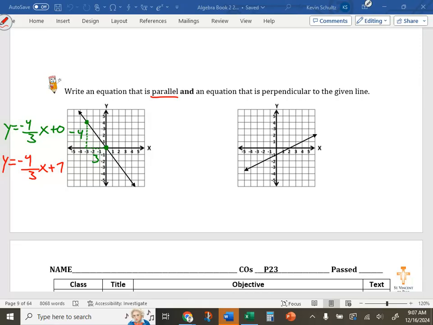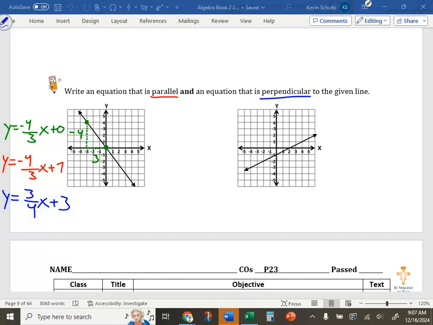okay? Someone give me an equation of a line that is perpendicular to it. Henry. Would we do y equals 3 over 4x plus 3? Sure. Y equals 3/4 x plus 3. And for this one, could the y-intercept be 0? Yes. Right? Because it wouldn't be the same line. The slopes are different.